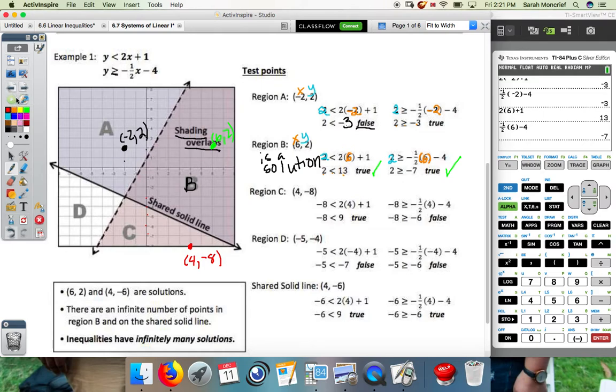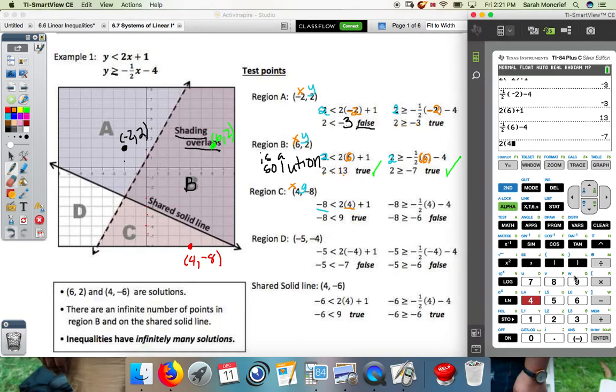So what are we plugging in for x here? 4. And what are we plugging in for y? Negative 8. So we have negative 8 is less than 2 times 4 plus 1. So we have 2 times 4 plus 1. And what do we get? 9. So is negative 8 less than 9? Yeah, so it's true for that one, which is cool. But let's check the next one.